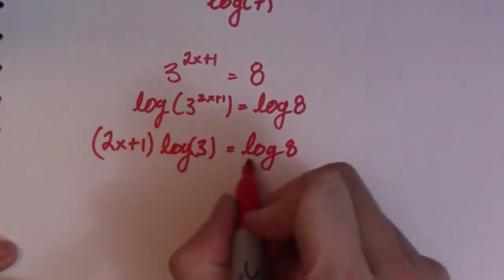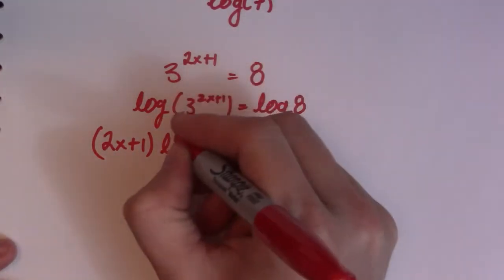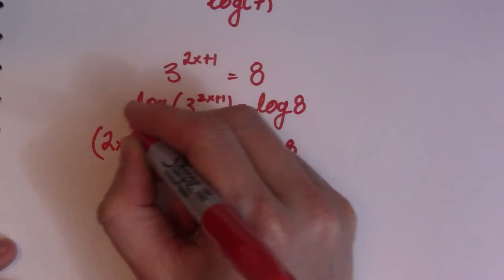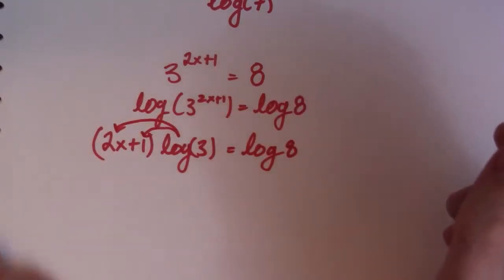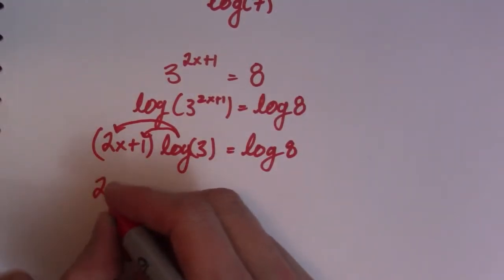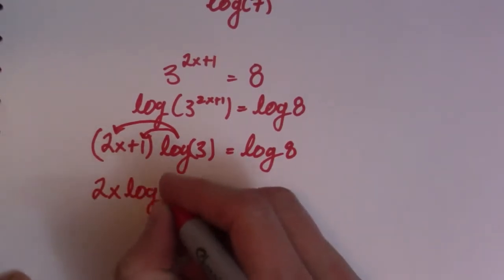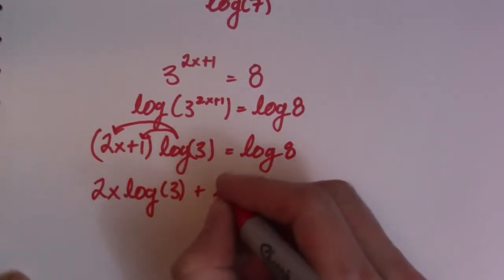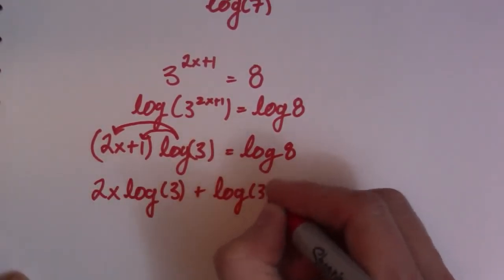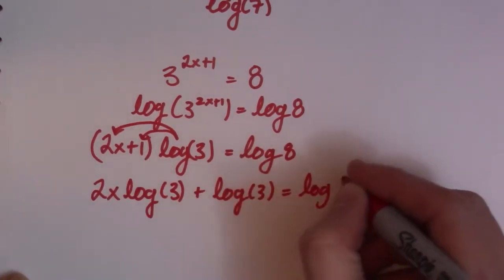I like to divide by log of 3, but my students really like to distribute in with this log. So that's what I'm going to do. So this becomes 2x log of 3 plus log of 3 is equal to log 8.